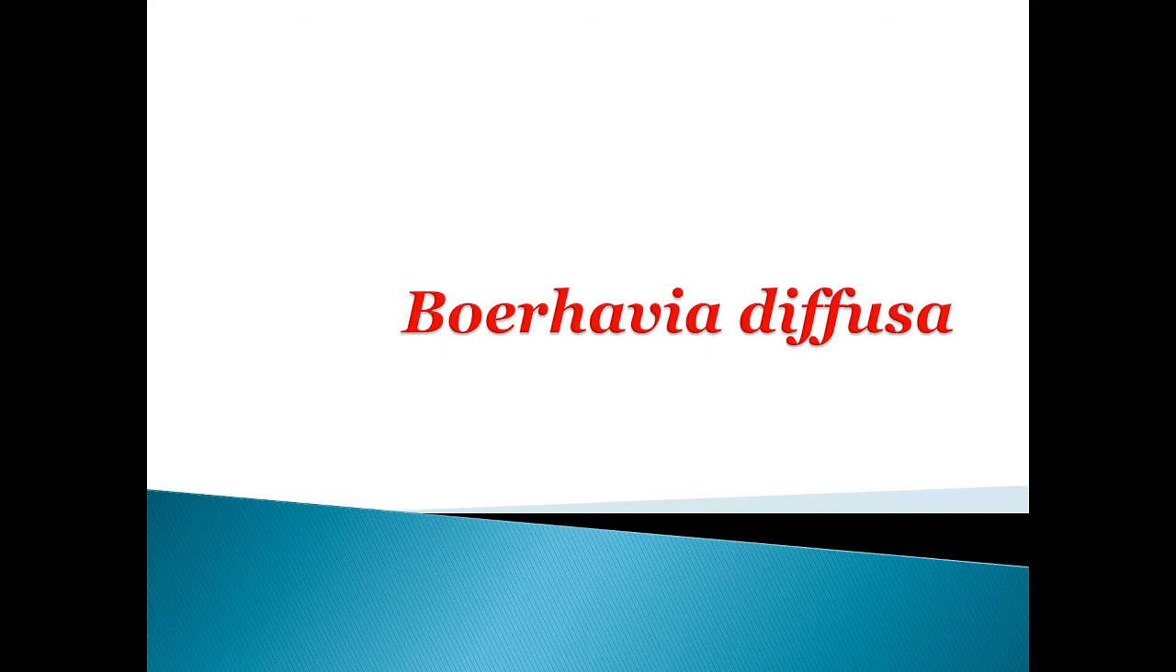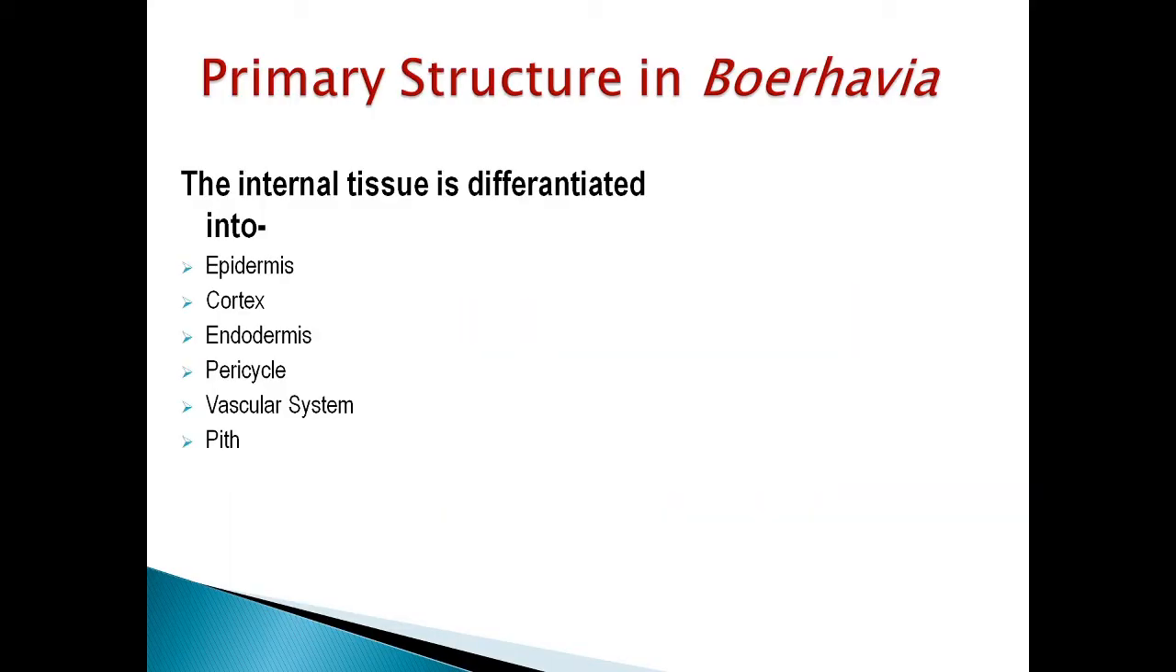In this video we are going to study the primary structure of Boerhavia stem and anomalous secondary growth of Boerhavia diffusa. Boerhavia diffusa is a weak climber, grows prostrate on the substratum. It belongs to family Nyctaginaceae of dicot. The plants belonging to this family show primary anomalous structure.